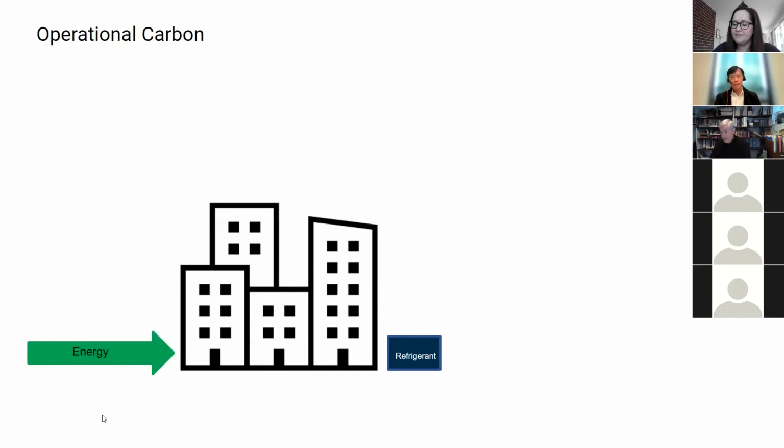Next slide. This is EUI, your actual energy consumption, right? So that whole life carbon framework looks at refrigerant as something that comes with the building and needs to be maintained, but it is not an energy to power the building, not EUI emission.